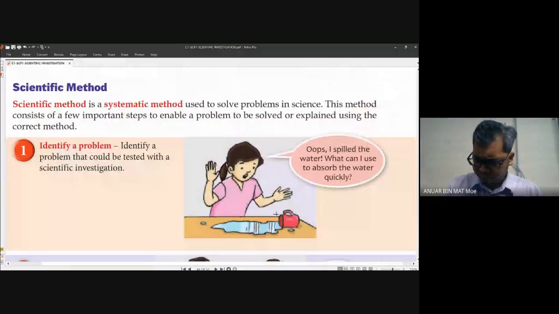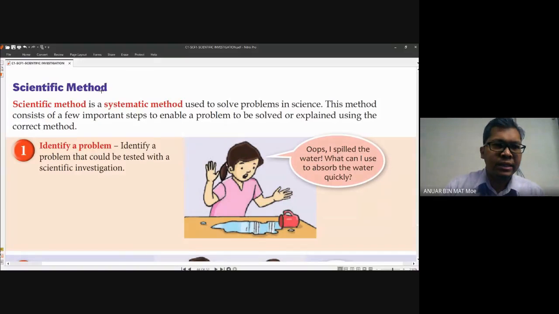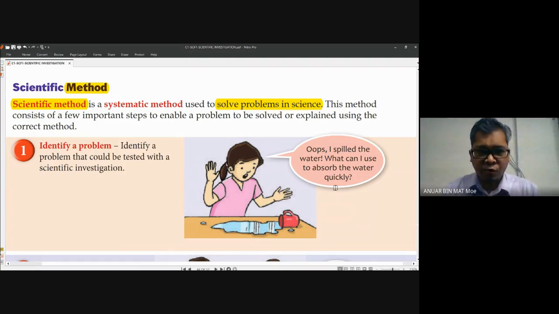So we continue. So next one, page 34, is the scientific method. Method is what? The other word for method is the way. All right. Again, what is the scientific method? It's used to solve problems in science. Okay. Science is always about solving problems. And then maybe if you cannot solve the problem, you will create a theory.